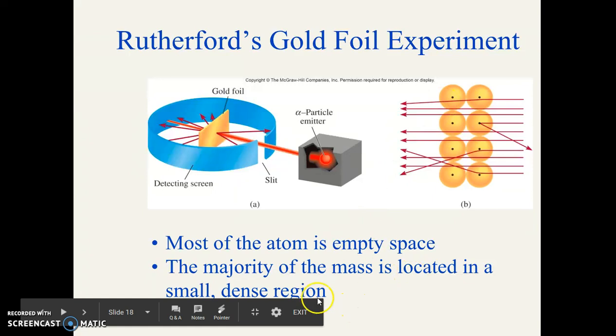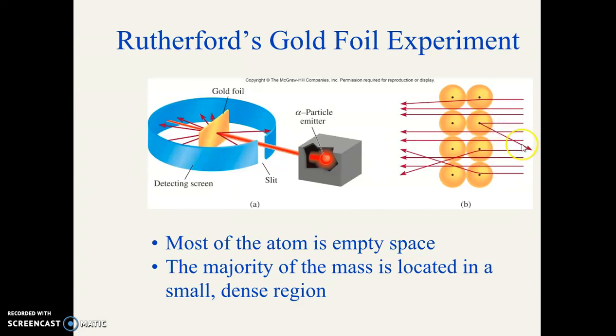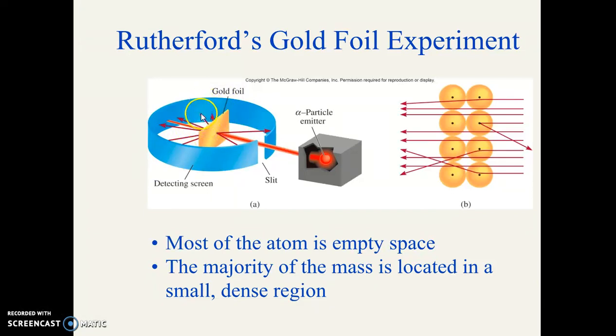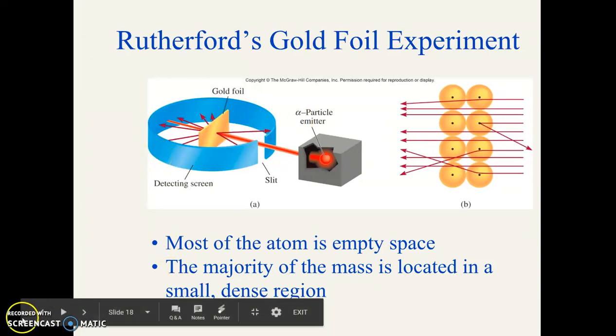Now, the majority of the mass is located in this small, dense region. How did he discover that it was small and dense? Because a handful of those alpha particles would actually hit this and then bounce off. So you can see over here it's showing them reflecting back. Well, it has to be pretty gosh darn dense for something to reflect back. So he was able to conclude that most of the atom is empty space. The positive particles within that nucleus interacted with the positive alpha particles and deflected them, and then some of them reflected back because of that small dense region.